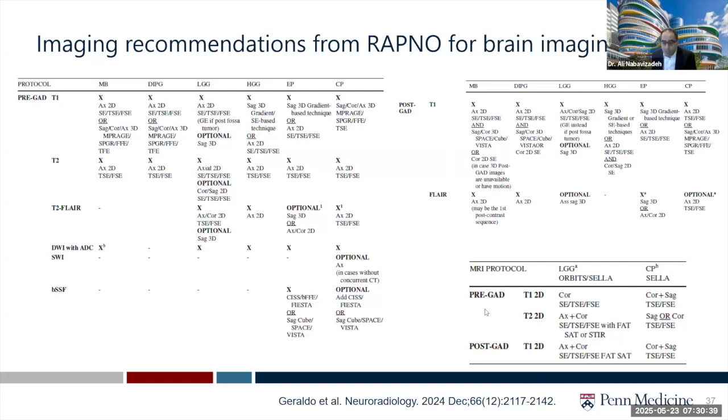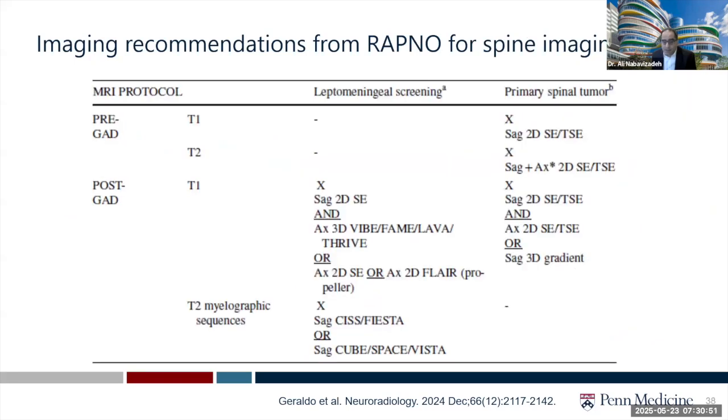recommended. These are the MR protocols for low-grade glioma and craniopharyngioma, specific protocols in addition to the routine brain imaging that requires for orbit and cellular region for these tumors. This is the RAPNO recommendation for spine imaging. Again, the protocol is different if you're interested in leptomeningeal screening, if the tumor is in the brain, or if you're dealing with a primary spinal tumor.